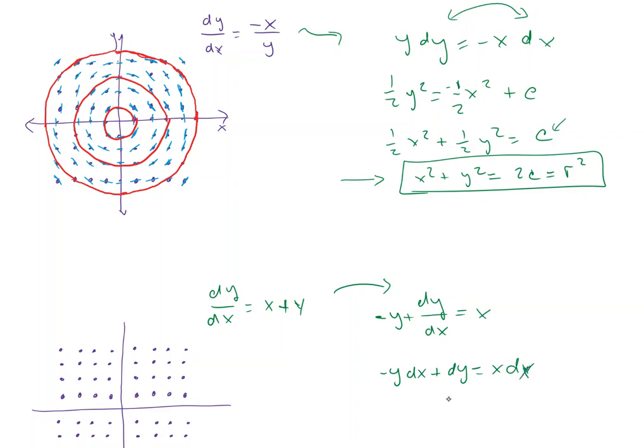And here's where you get a little frowny face. Because you notice that there's no way to not connect that negative y and that dx. That y and that dx can never be separated. They're always going to be together. They can't be separated. So this is a non-separable differential equation.